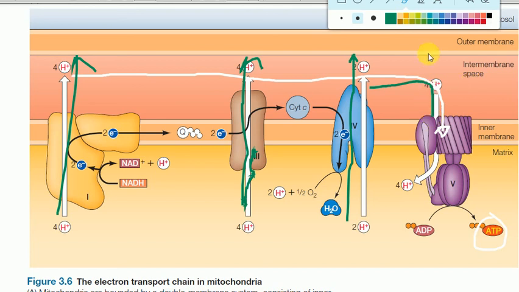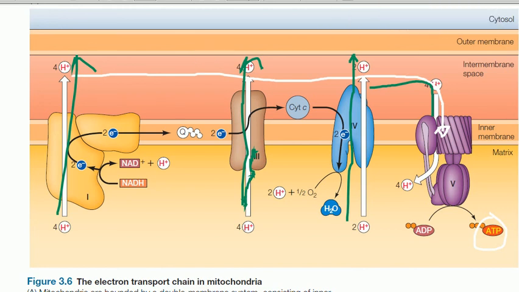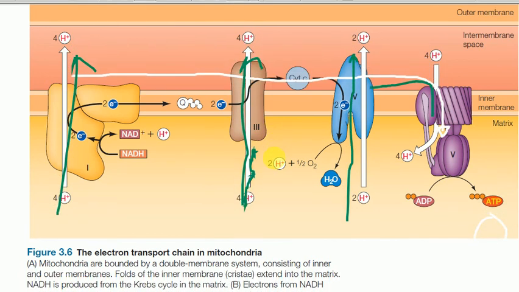So this is how things are with NAD. That is how things are with NAD; they look like that. So the labeling of this diagram says that it is the electron transport chain in mitochondria. This is the electron transport chain in mitochondria. So mitochondria are bounded by a double membrane system, consisting of the inner and outer membranes. Folds of the inner membrane, cristae, extend into the matrix. NAD is produced from the Krebs cycle in the matrix.